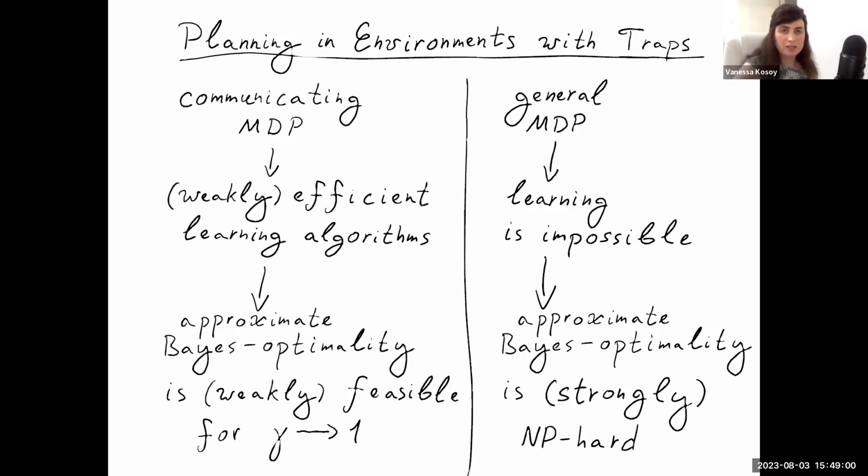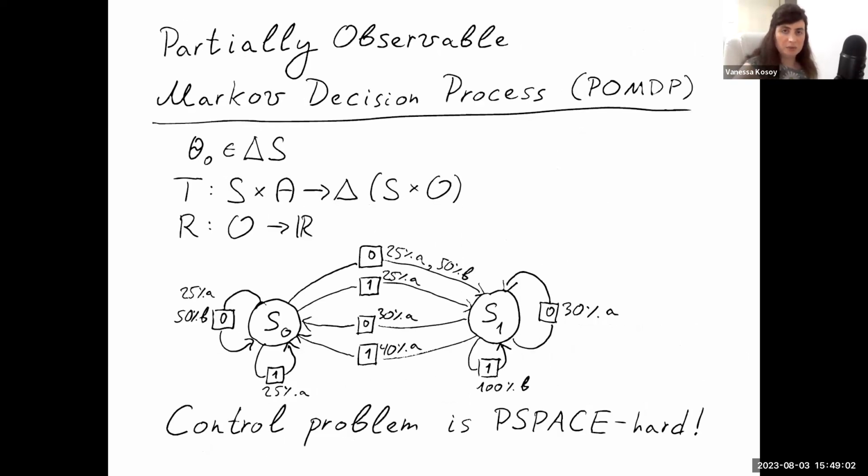So, okay, how does it connect to what we were talking about before? First, a short digression: partially observable Markov decision processes. POMDP, mentioned before. What is a POMDP?